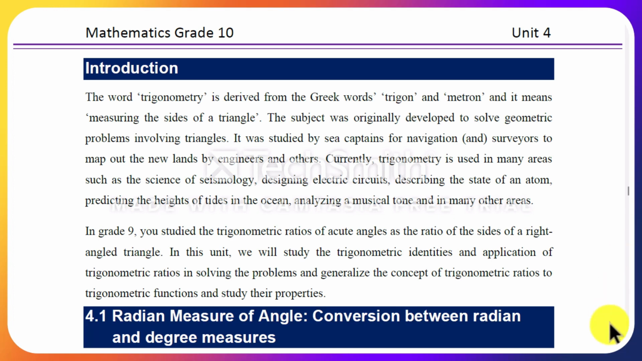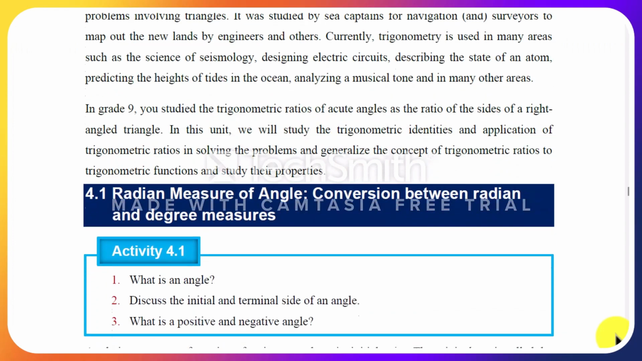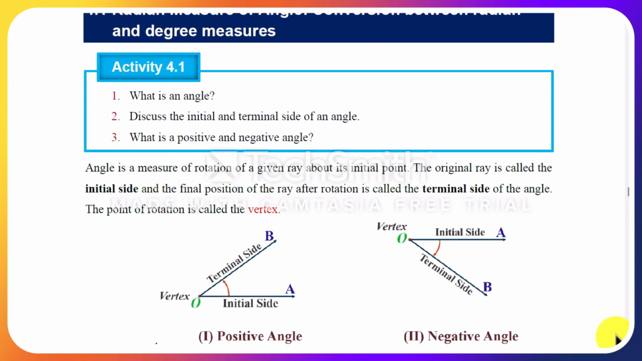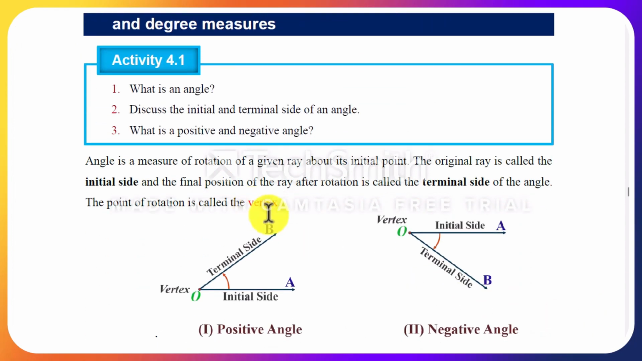So let us start our discussion by defining what an angle is. Therefore, now let us see radian measure of an angle, conversion between radian and degree measures, and so on. Let us discuss these points. So let us start our discussion by defining what an angle is.